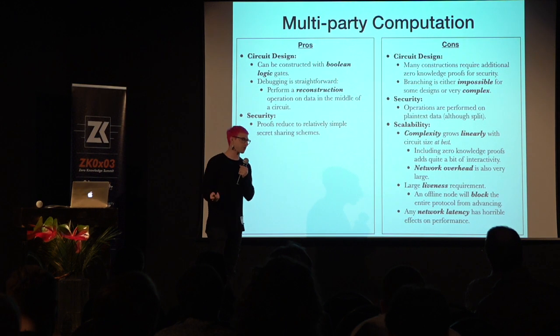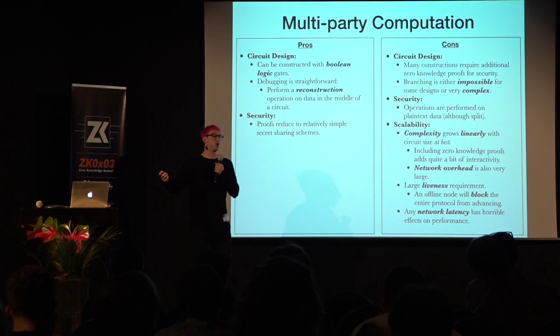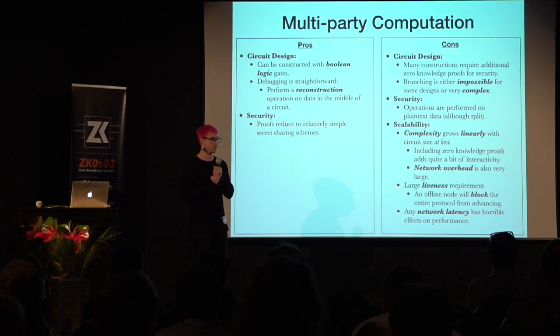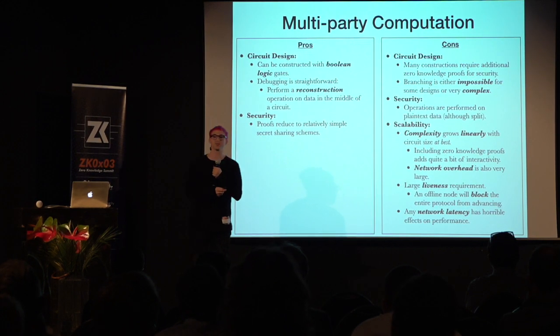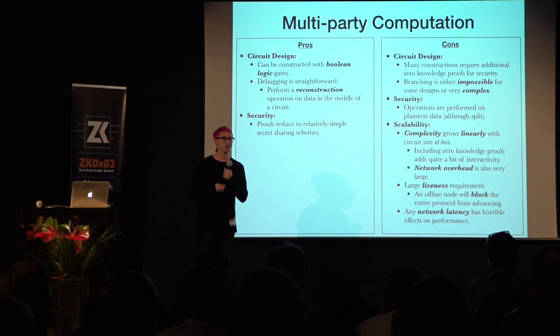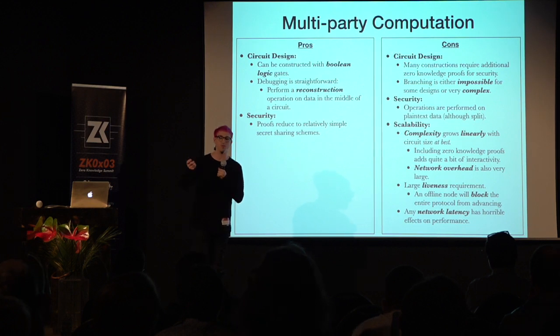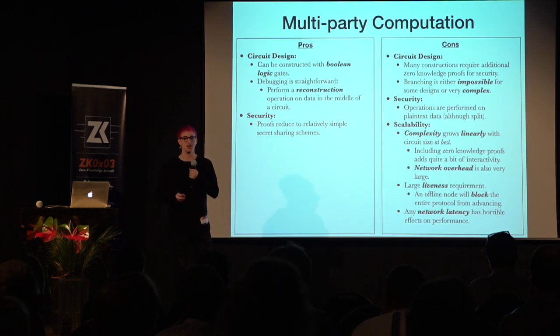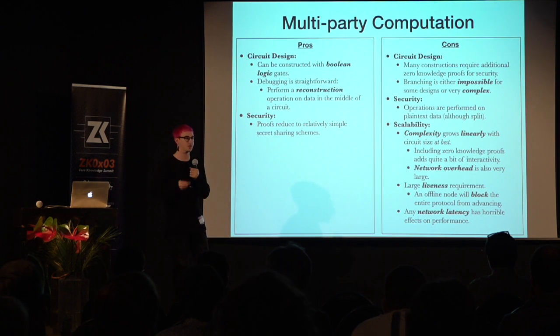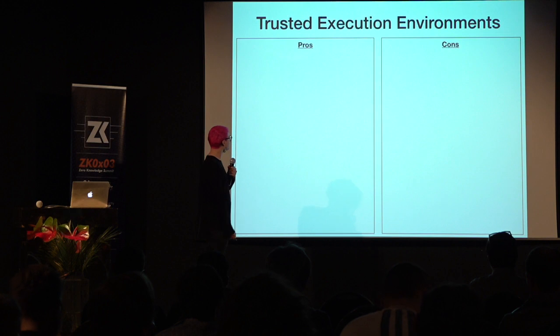There's a huge liveness requirement. An offline node can block the entire protocol from continuing, so you'll have to wait for that one party to come back online to perform something, which isn't great. And any network latency can have absolutely horrible effects on these protocols. If you have to wait 10,000 milliseconds to communicate with one party, well, since it's exponential, you have to talk to them many times. It's a few thousand milliseconds that you have to continuously wait to finish the protocol.